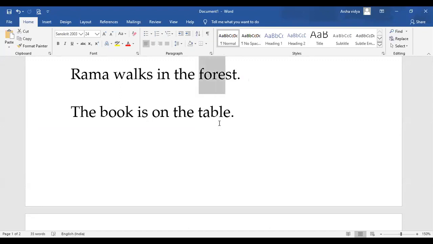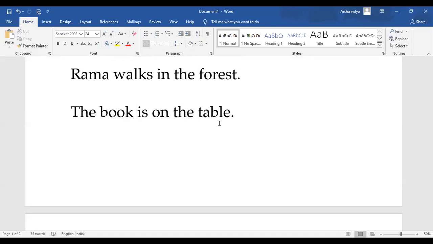So the forest and Rama are connected by the preposition in. Therefore, the preposition in should come close to the forest. You cannot put the preposition anywhere you like. You cannot say, In Rama walks the forest, because the preposition is attached to the forest. You cannot put the preposition in the beginning or anywhere you like. Even after the word forest, you cannot say, Rama walks the forest in. Similarly, the book is on the table.